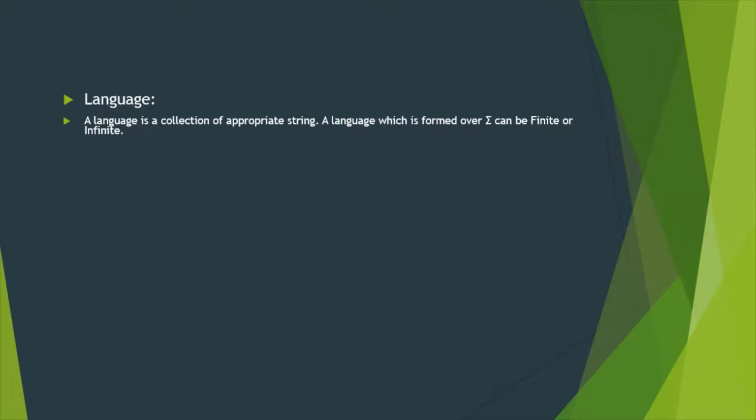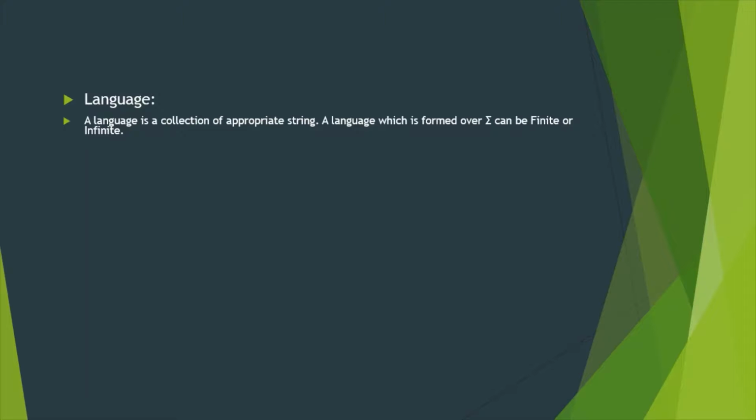The last entity, but one of the most important, is the language. A language is a collection of appropriate strings. A language which is formed over sigma can be finite or infinite. Here sigma, as I have told you, is the alphabet, the set of symbols, which is nothing but alphabets. The alphabet is denoted by this symbol.